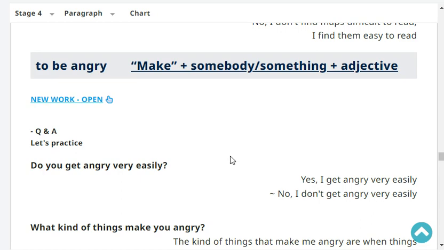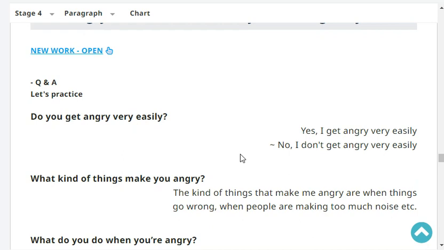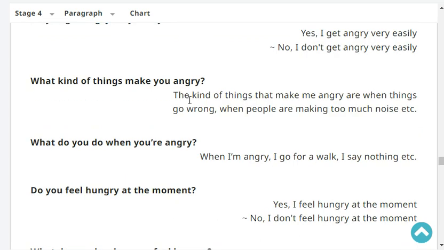What kind of things make you angry? The kind of things that make me angry are when things go wrong, when people are making too much noise, etc. What do you do when you're angry? When I'm angry, I go for a walk and say nothing, etc.